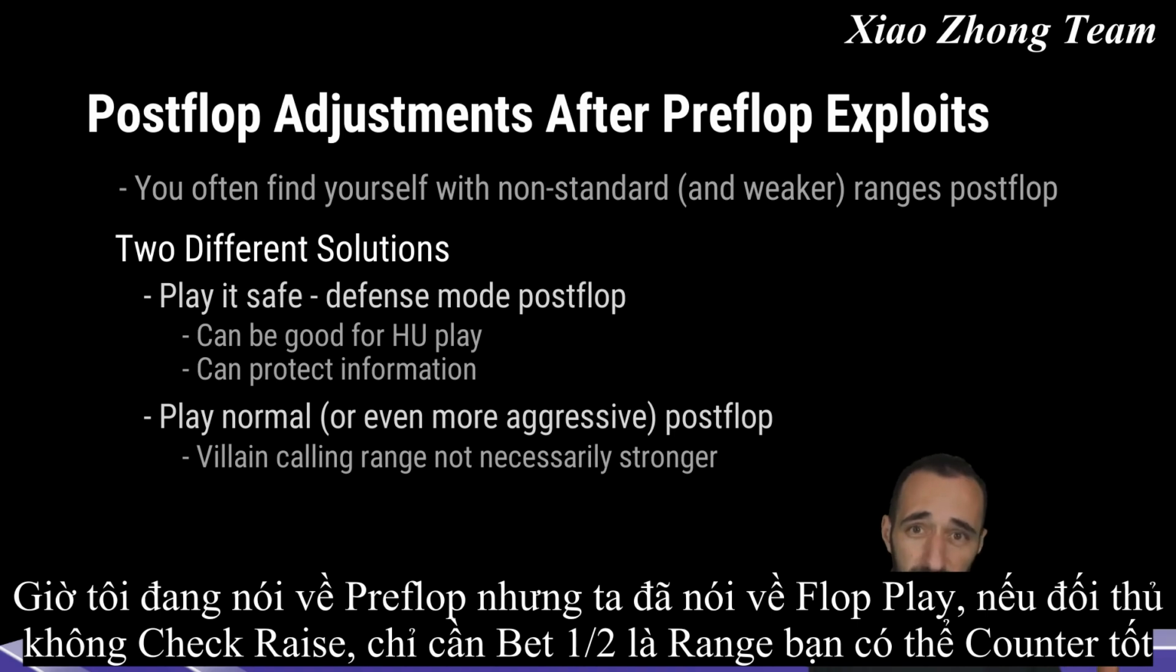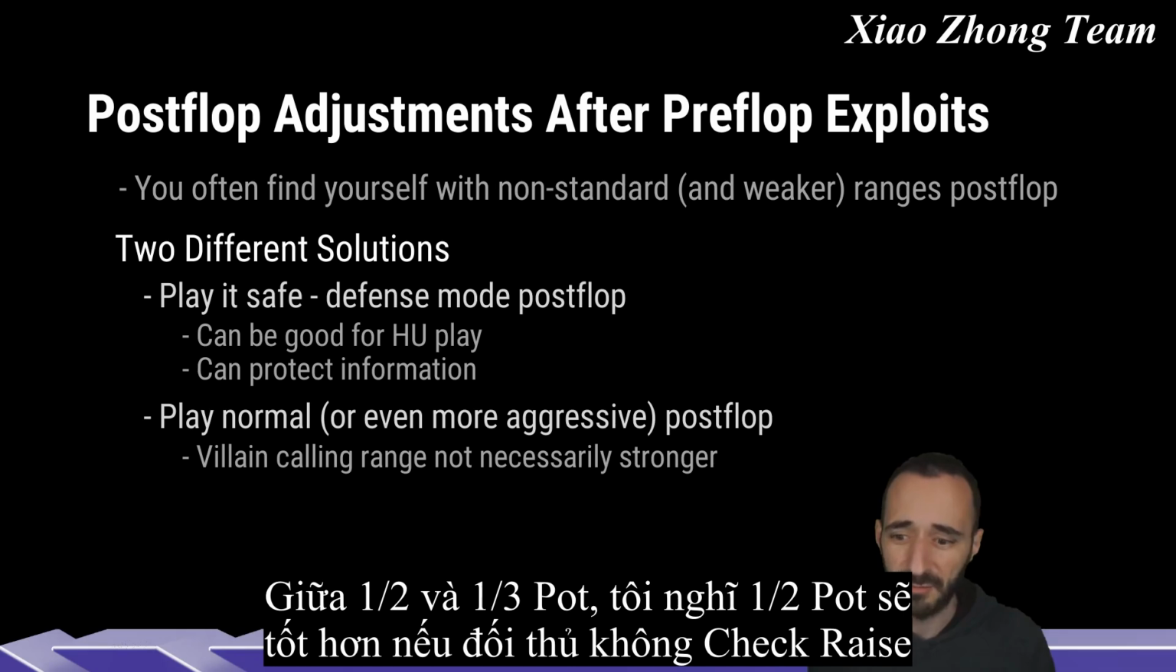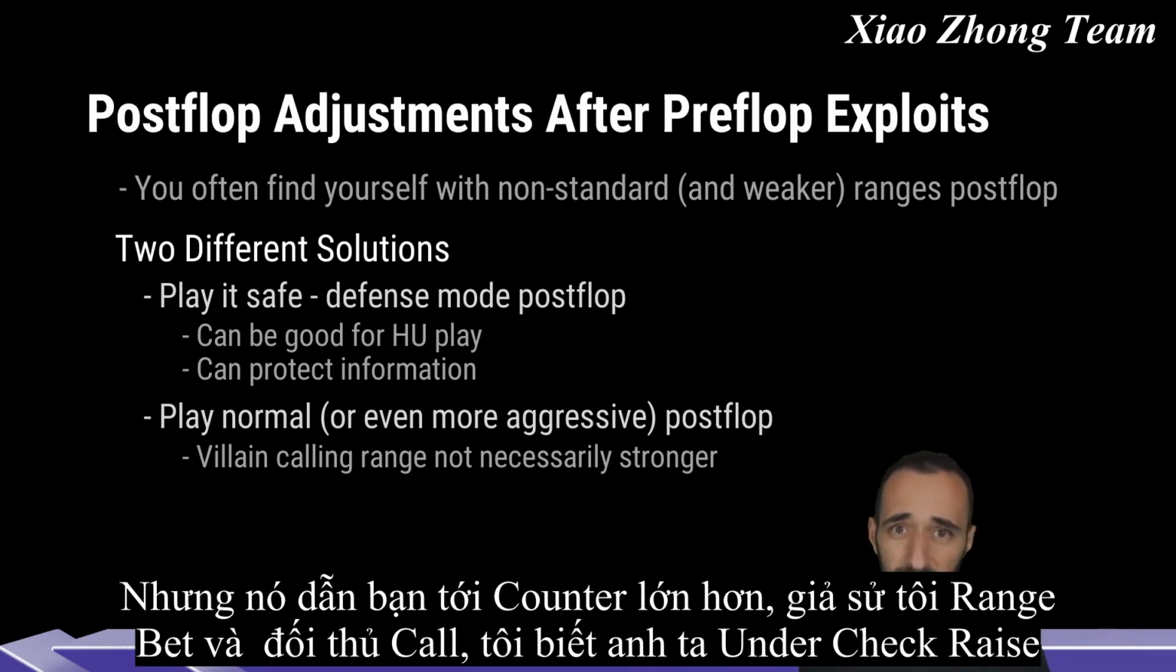So now I'm talking about pre-flop, but we talked about how flop play, if your opponent doesn't check raise, then just half potting your range is a really good counter. Really, really strong counter to someone who doesn't check raise. Half potting, third potting, I think half potting is actually better if your opponent's not check raising. But it opens you up to a bigger counter. Let's say I range bet and my opponent calls and I know he's under check raising.